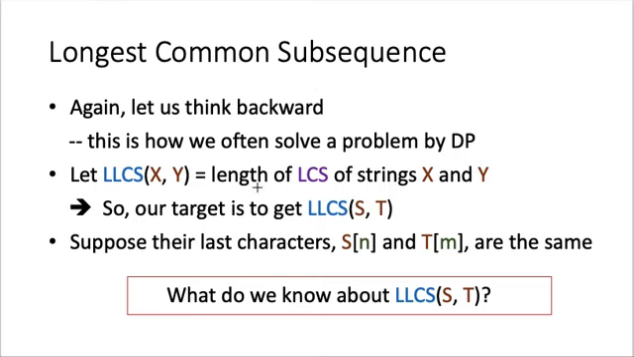Now to think backward, let us look at a very simple case first. Now suppose that the two strings S and T, it just turned out that the last characters of them are the same. Then do we know about the LLCS of S and T? Now if the last characters of them are the same, then it seems that it is best to have the common subsequence ending with such a last character. Now if we can end with such a last character, then what does that mean?